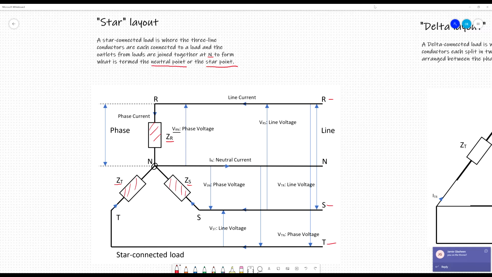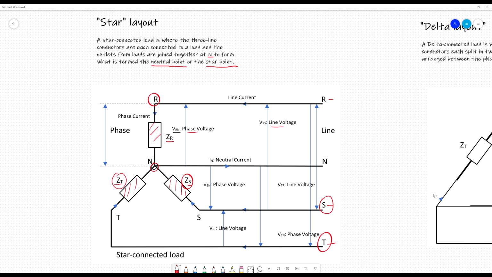So we'll see that load R is between phase R and the neutral point, load S is between phase S and the neutral point, and load T is between phase T and the neutral point. And you'll see I've written here line voltage and phase voltage.